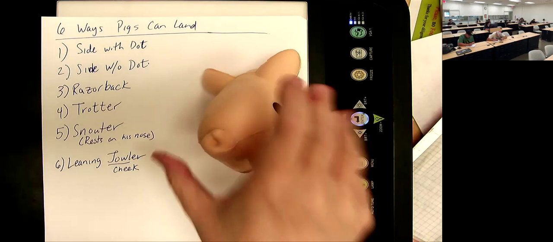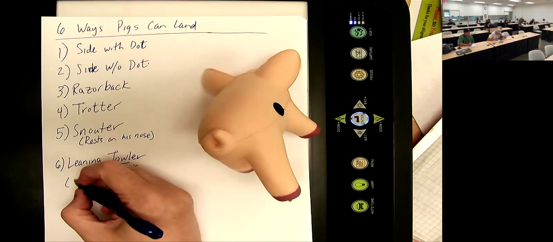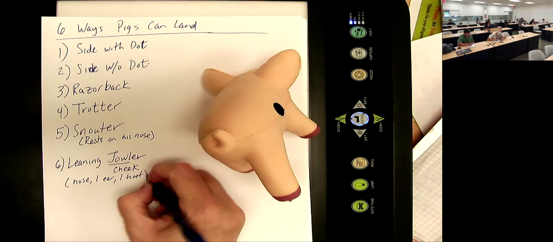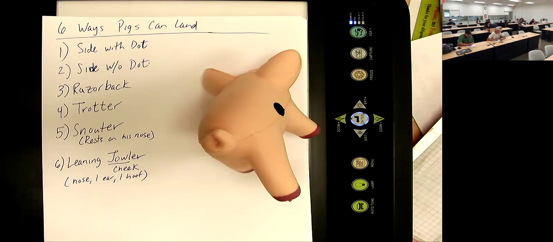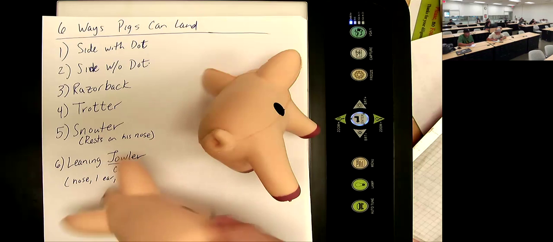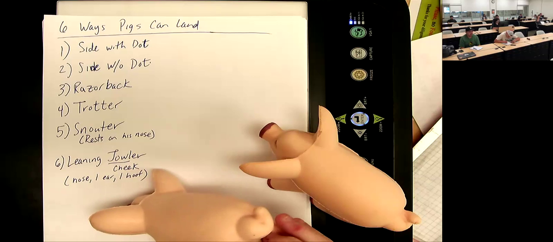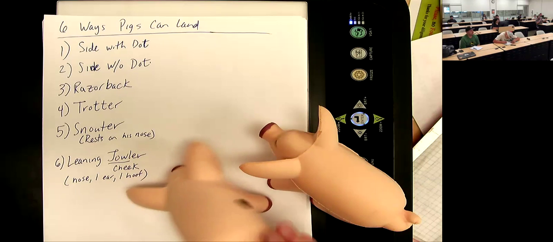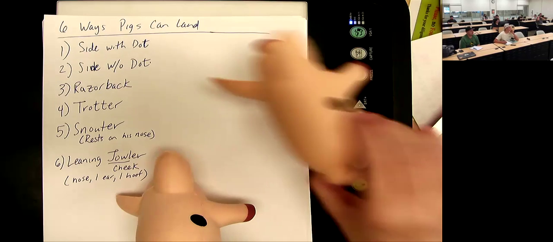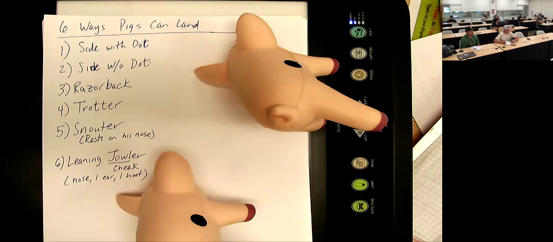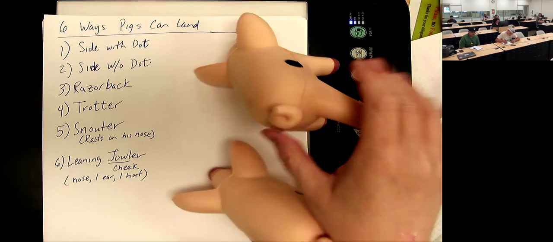He's on his nose, 1 ear, and 1 foot, and the rest just fine that way. See how it's perfectly balanced like that? It doesn't do it the other way very well. If I try to do it the other way, it falls. It's usually resting on its left ear. That's a leaning jowler.